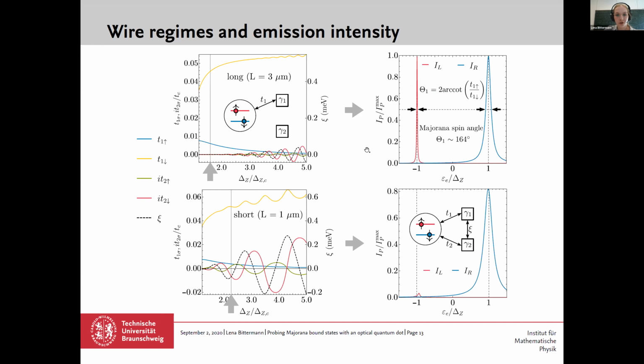If we now go to a short wire, you see that here in red and green, the coupling to the second Majorana is much larger for smaller Zeeman energies, and the dashed line here, the splitting, also oscillates and is also larger. In this case, so for this given delta Z here, we find the emission intensity where all the couplings are finite, and you see again that the 2 emission intensities have a different height, and we see a slight shift to the left of the right peak and a shift to the right of the left peak, which is again a signature of the non-locality.